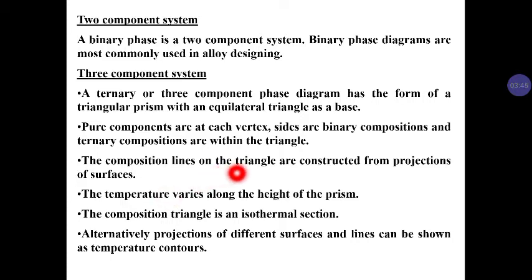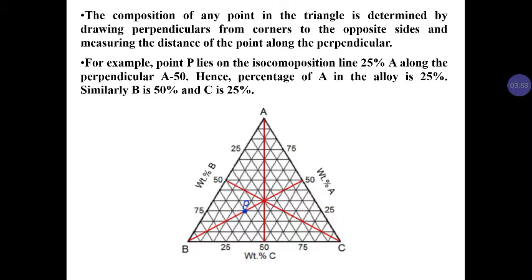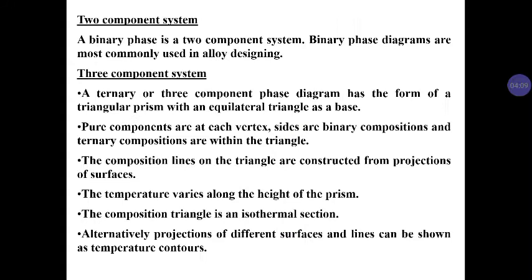The composition lines on the triangle are constructed from projection of the surfaces. The temperature varies along the height of the prism. You can see here the projection of these sides gives the composition, and the height indicates the temperature variation, low temperature at the base and high temperature at this particular point.